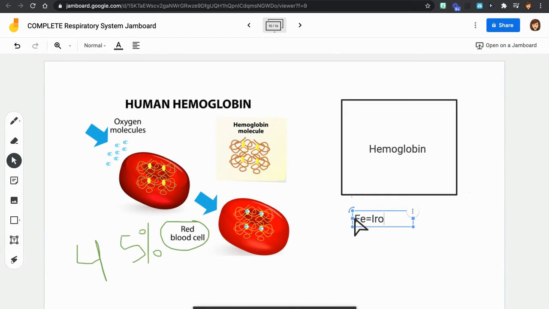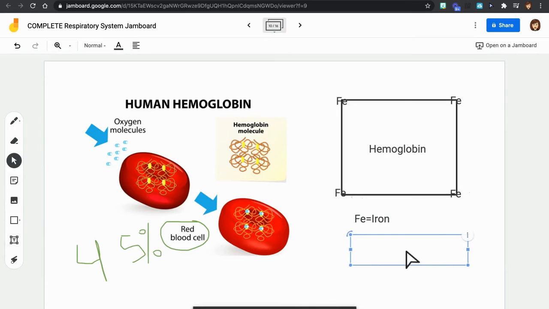Fe equals iron. So there are 4 irons per hemoglobin. I'm going to put one right here. Fe. Pasted it. If it's in the 4 corners, it's fine. There we go. So you have 4 irons. You're like, well, who cares? Okay, so iron is magnetic, and it's going to magnetically attach oxygen to it. So iron is important because it is the oxygen magnet that holds the oxygen on your blood.